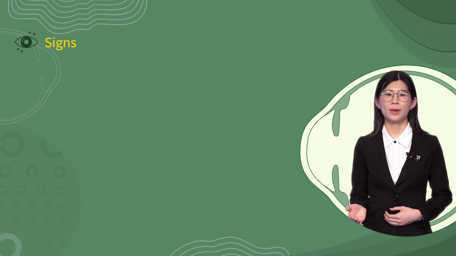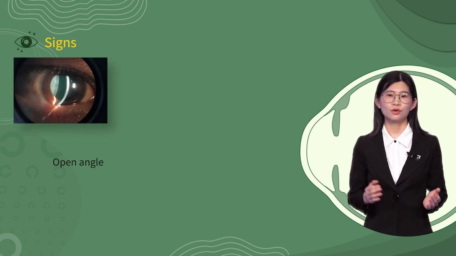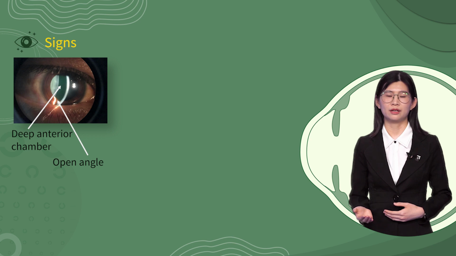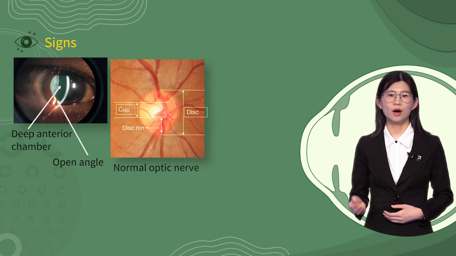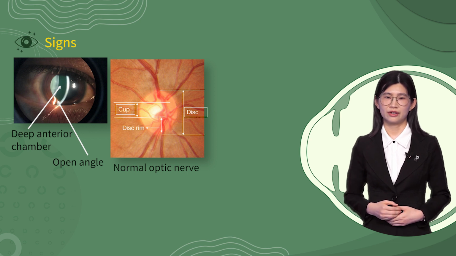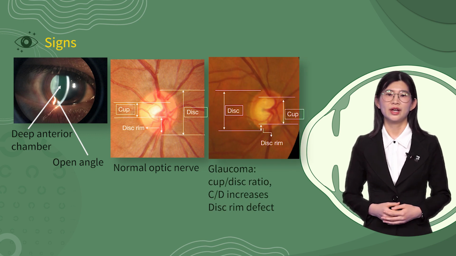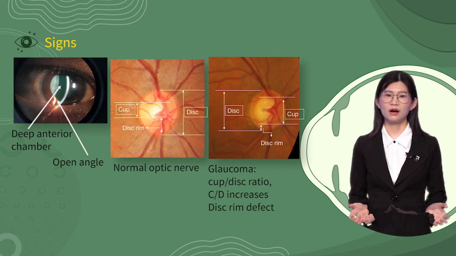Here we have the signs of open-angle glaucoma. The anterior segment of open-angle glaucoma looks just like a normal eye, with wide open angle and deep anterior chamber. The most important sign is the change in the optic nerve. In the normal eye, the optic nerve head is pink. The cup-to-disc ratio is around 0.3. The disc rim is intact. However, in glaucoma, the optic nerve head looks pale, the cup-to-disc ratio increases, and the disc rim has defects. Sometimes there is even disc rim bleeding. All of these signs suggest that the optic nerve has been damaged.